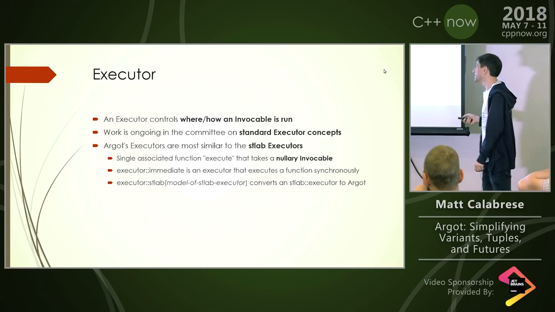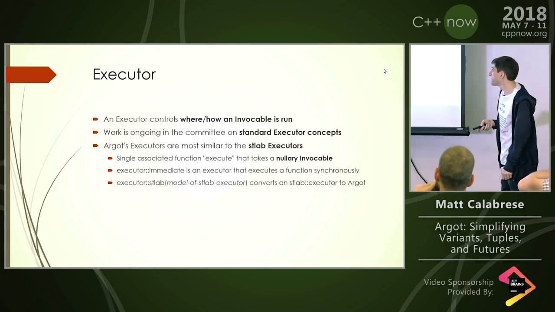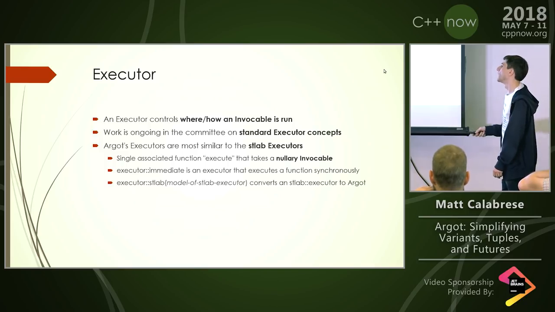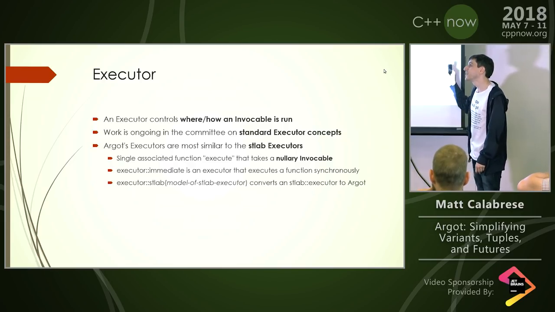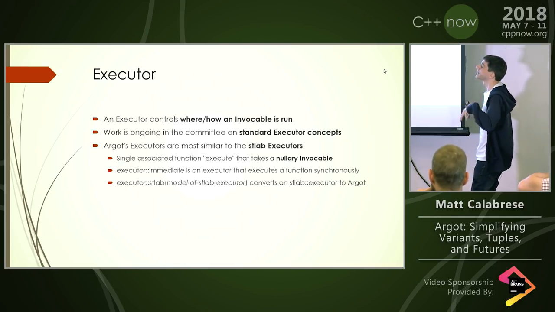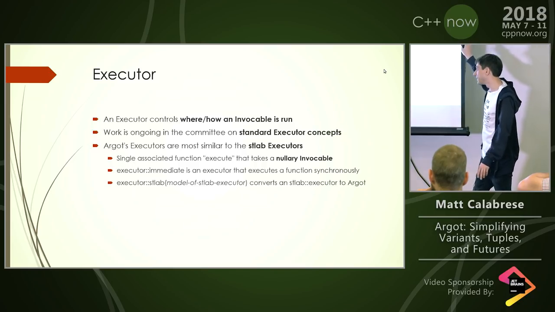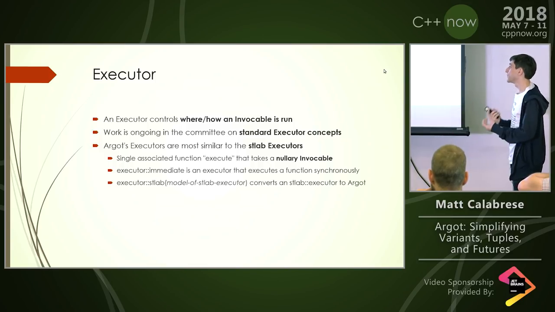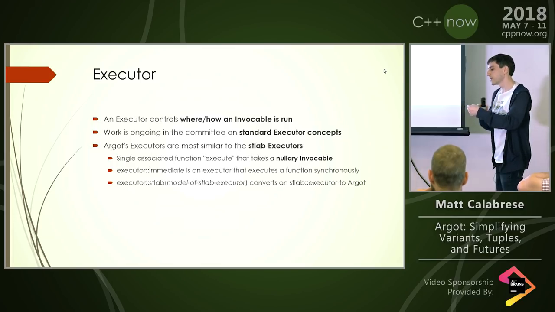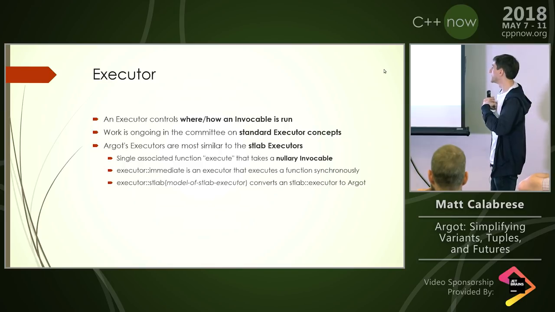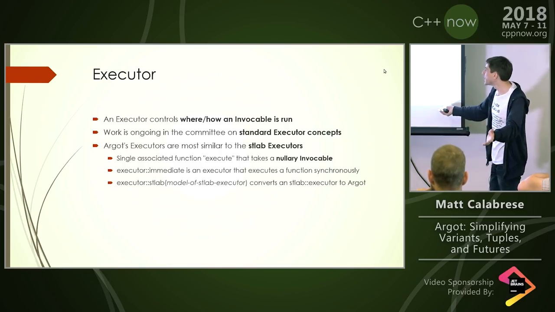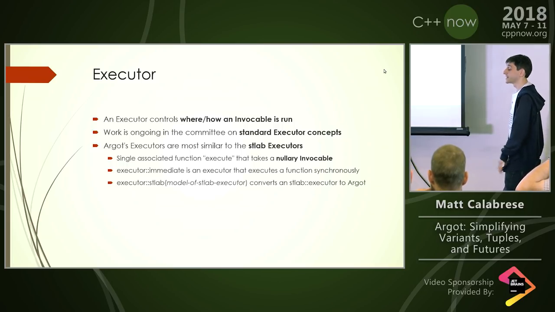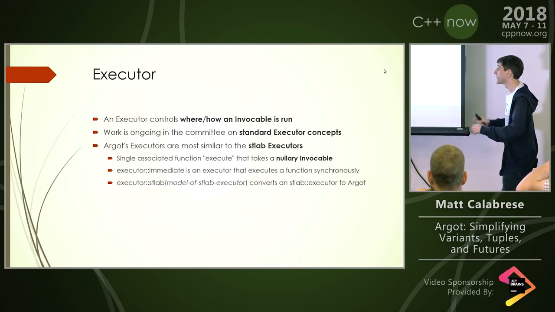Let's talk about what an executor is in this previous example, so this exec. An executor controls where and how an invocable is run. Bryce and many other people in the standards committee have been working on formalizing the concepts behind executors. The executors implemented in this library, I lifted on my own from the types of things that I needed to get done. So they're separate from all of that effort, but hopefully they'll end up being compatible. They're much more similar to the executors of STLab, and they're an extremely simple concept. They're basically just a type that has an associated function that takes in another function object, and all it does is execute it in some implementation-specific thread of execution. It has one associated function, and that function returns void. The result is totally ignored.